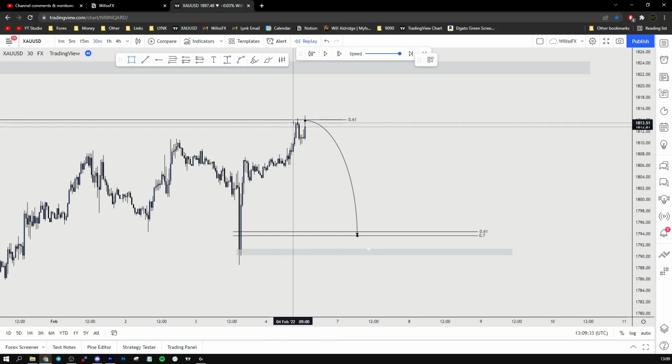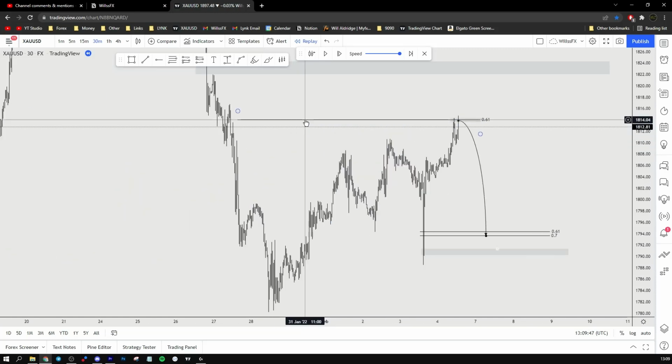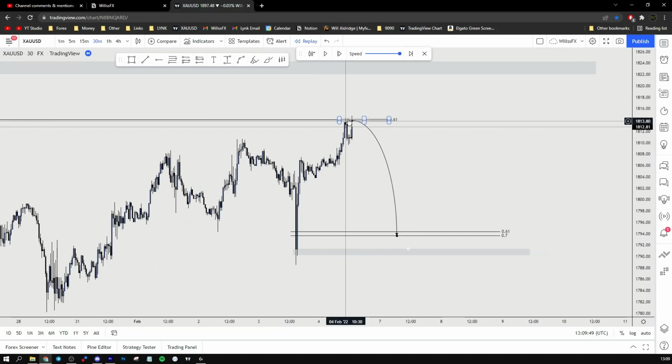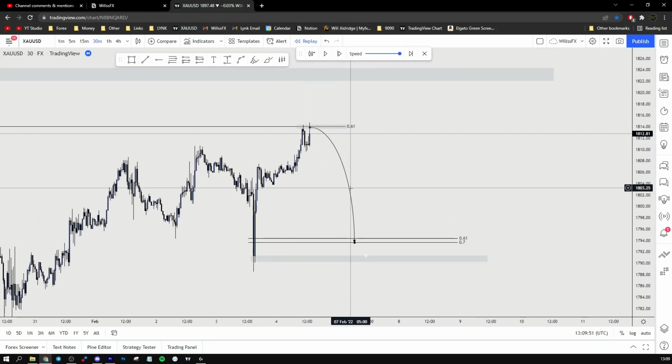You see the top of this order block here. This was the London high, new London high. And then we tapped into the top of the order block. We tapped into the 61. And now we're looking for price to drop down.